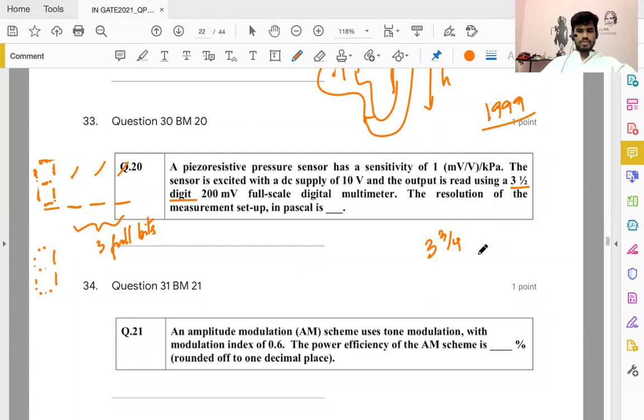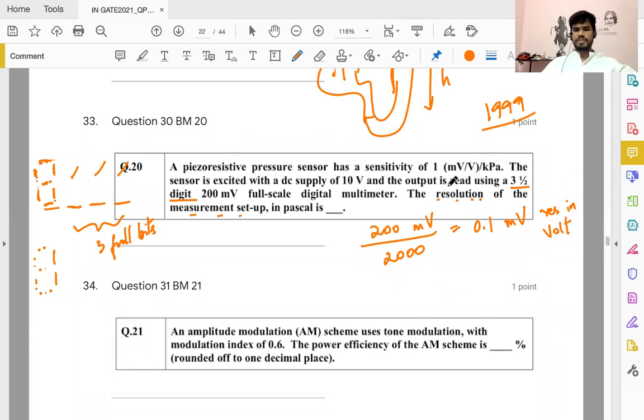Okay, so the idea is using this, this is the resolution of this device. 200 millivolts is the maximum range. Resolution in volts will be by 2000. Notice that is 0.1 millivolts. This is the resolution in volt. We want to find the resolution in pascal.